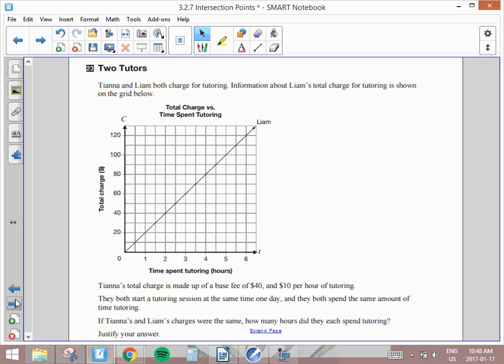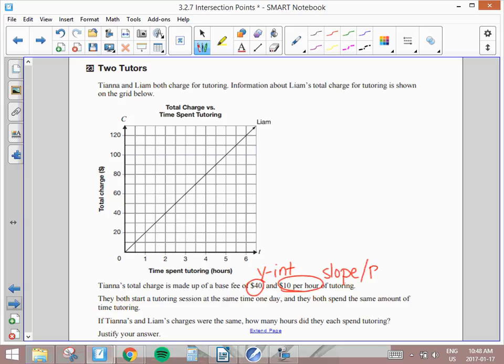Again, Liam's linear relationship is a direct variation because it goes through 0, 0, and then it is a straight line. Underneath the grid, it says Tiana's total charge is made up of a base fee of $40, so I know that that's going to be my y-intercept. It's my base fee. And then she charges $10 per hour. That's going to be my slope, or my rate of change.